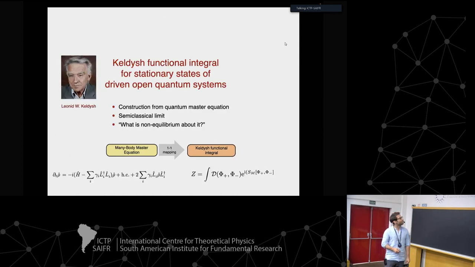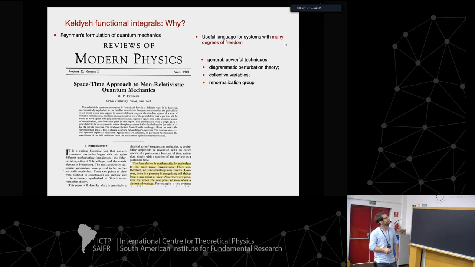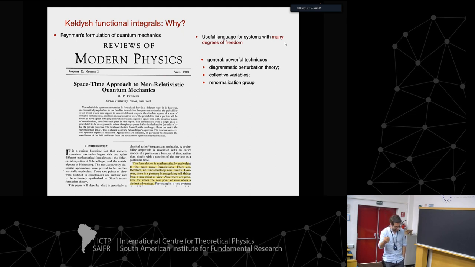Right. So let's now move into this Keldysh functional integral description. A little motivation for that comes actually from Feynman himself, the guy who invented path integrals. Why should we do a functional integral language? I just read this sentence here. The formulation is mathematically equivalent to the more usual formulation. The more usual Lindblad formulation will be equivalent to that, at least if we focus on stationary states. There are, in that sense, no fundamentally new results. However, there is a pleasure in recognizing old things from a new point of view, and maybe the most important sentence here: there are problems for which the new point of view offers distinct advantages.